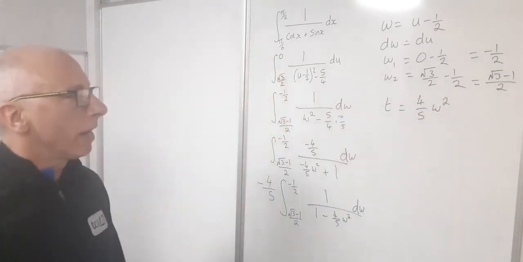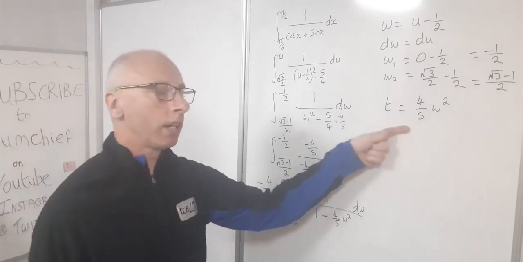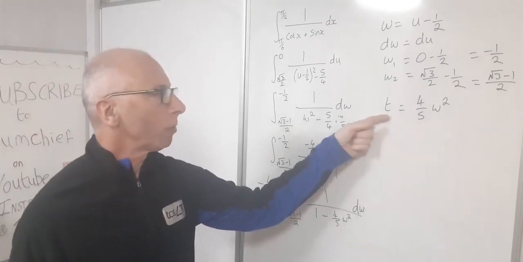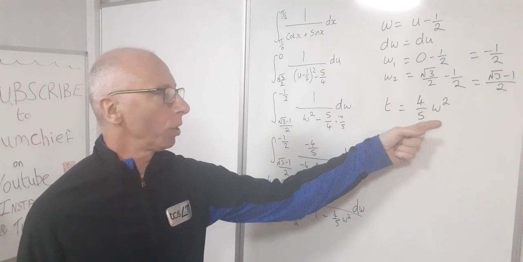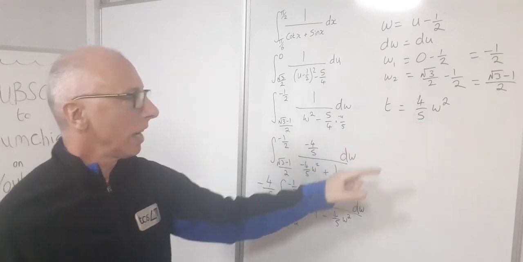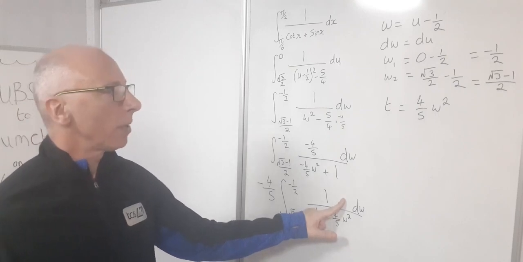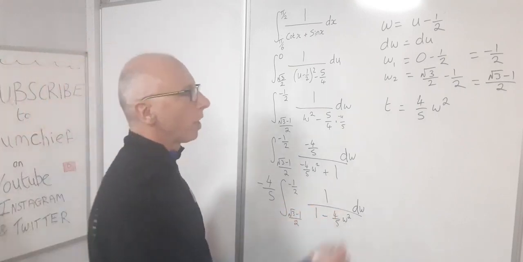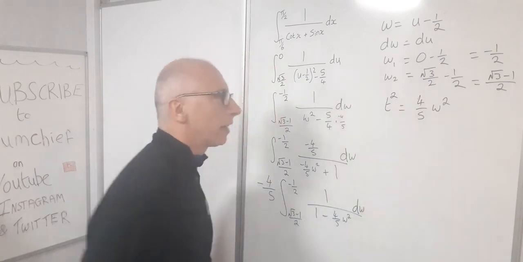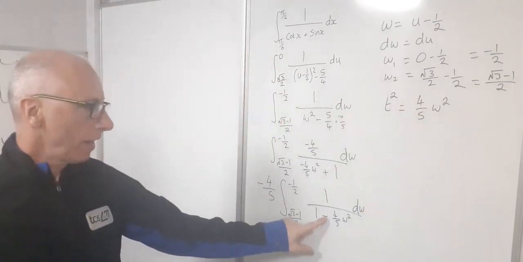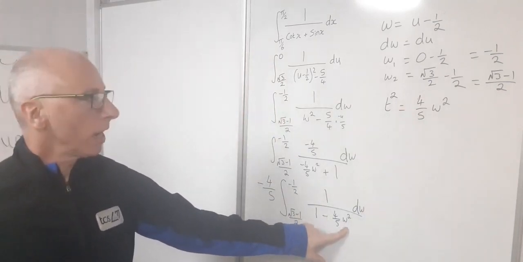Now here, if we pick this substitution, we'll make life awkward for ourselves, because when we take the derivative of this, we're going to end up with 2w times 4/5. And that's going to make things very awkward here. You're going to end up with a w at the top there. So why don't we take another approach and let t squared equal 4/5 w squared. And then we've got exactly our 1 minus t squared in our integrand.